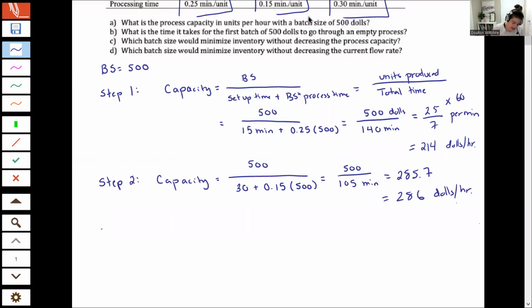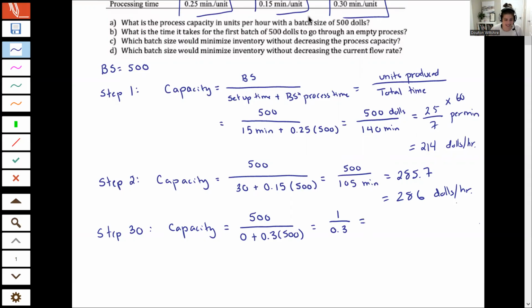Okay. And for step 3, for capacity, you can think about it as still having to do the whole batch. I'm going to do 500. How long does it take me to produce 500? There's 0 setup time plus it's 0.3 for each of those 500. This is the same as 1 over the time it takes to produce 1 unit. So 1 divided by 0.3 tells us that we could do 3.33 per minute.